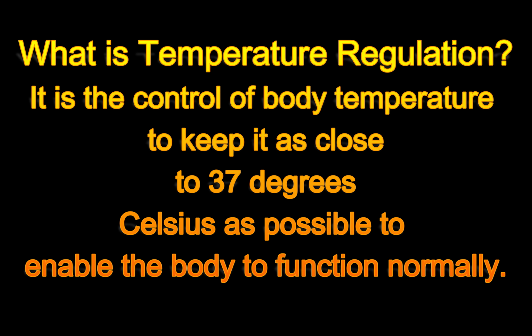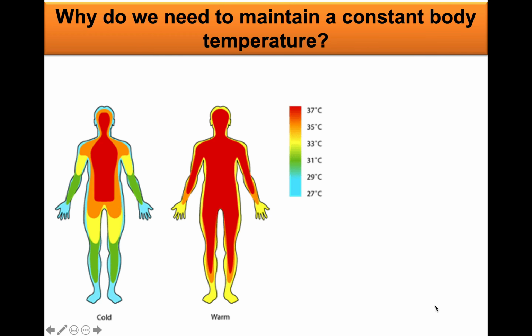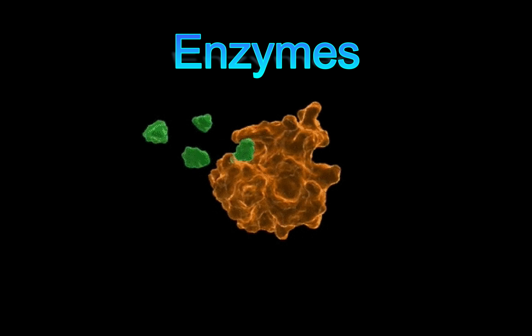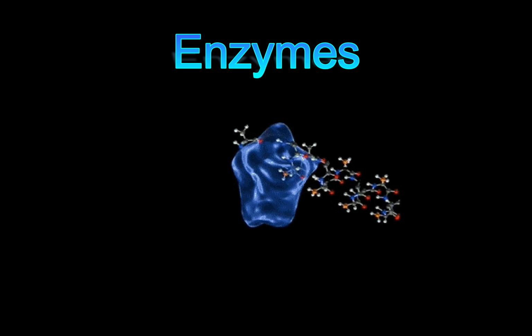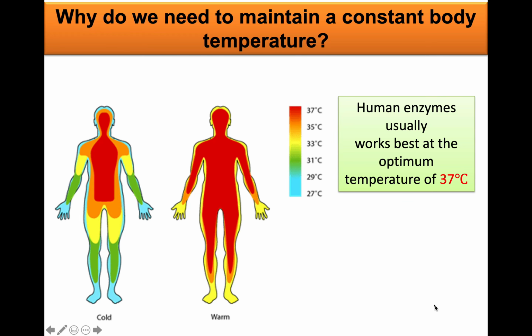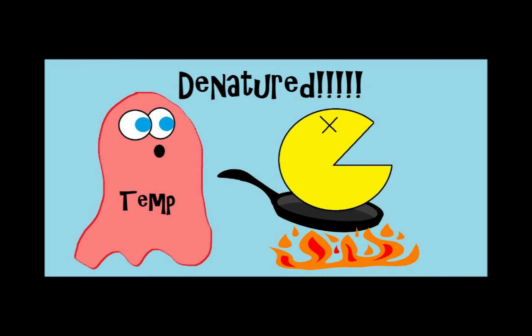Right. Question. Why do we need to maintain a constant body temperature? In grade 10, you learnt about something called enzymes. And you know that enzymes can only work in certain conditions. Human enzymes usually work best at the optimum temperature of 37 degrees Celsius, around 36 actually to 37 degrees Celsius. But what happens if the temperature is too high? What will happen to the enzymes?